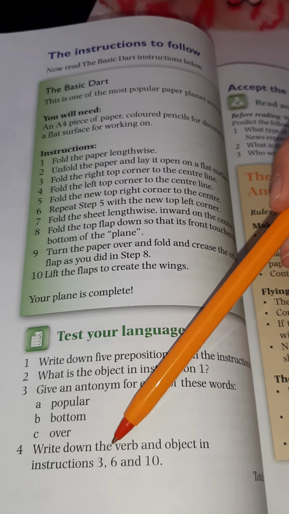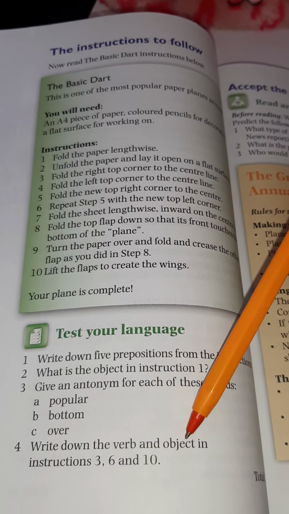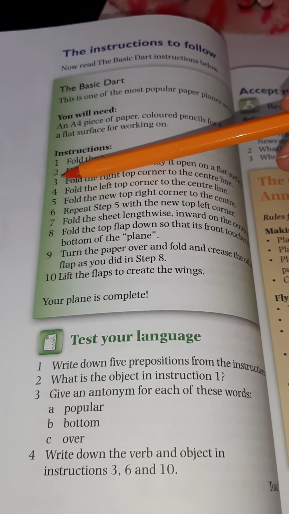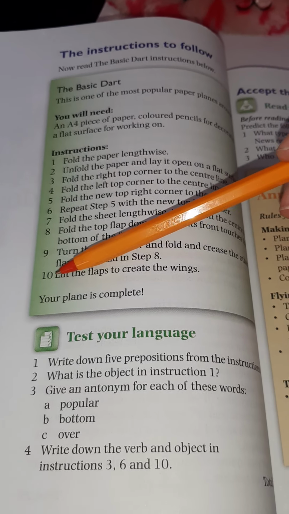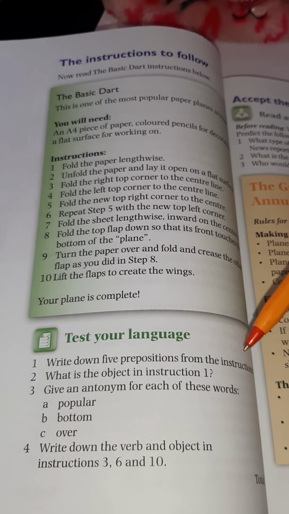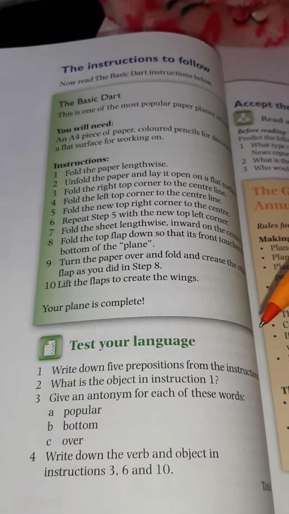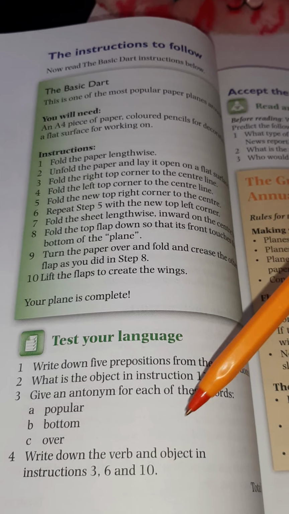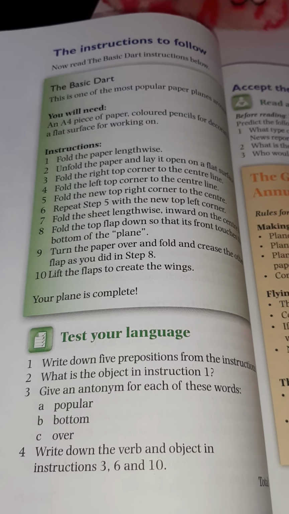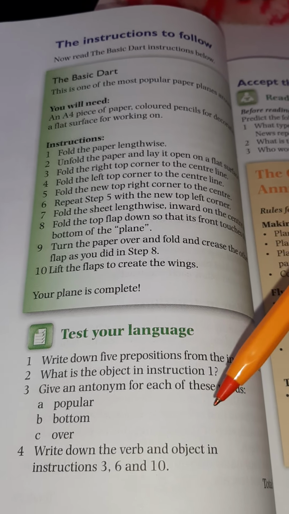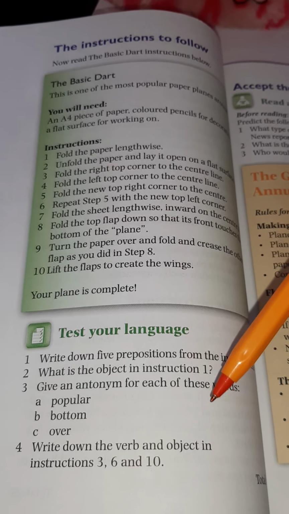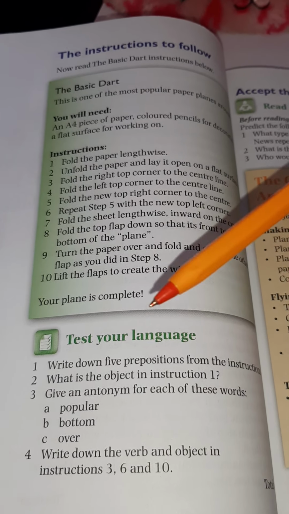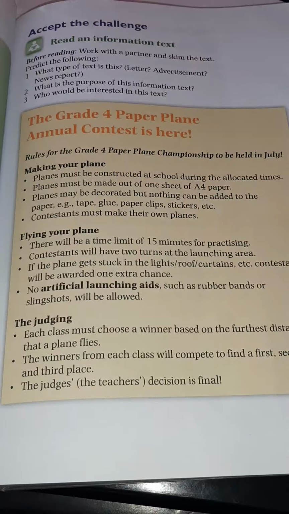Number 4, write down the verb and object in instruction 3, 6, and 10. So you write instruction 3 and then next to it you write the verb and the object. Then instruction 6, then you write the verb and the object. You write instruction 10 and you write the verb and the object.